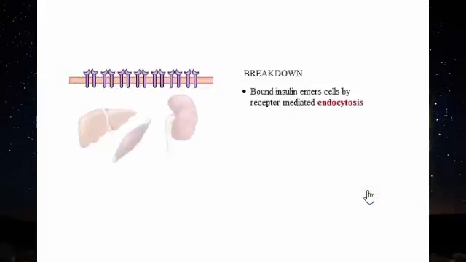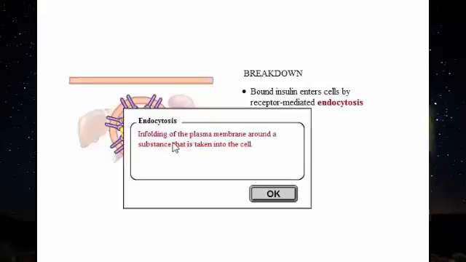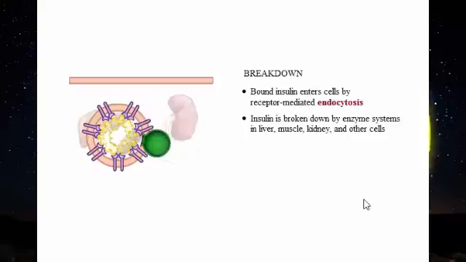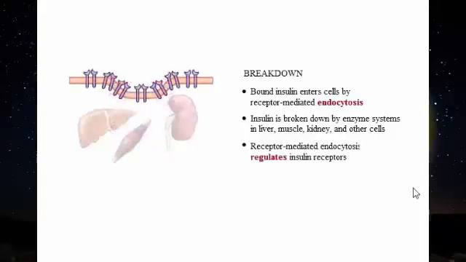Bound to its receptors, insulin enters cells by receptor-mediated endocytosis. Once inside, insulin is broken down by an enzyme system present in liver, muscle, kidney, and other tissues. Insulin receptors can be recycled to the plasma membrane. This occurrence downregulates insulin receptors and could account for the decreased insulin sensitivity of some cells to chronically high insulin levels.